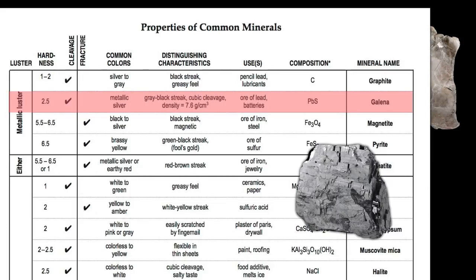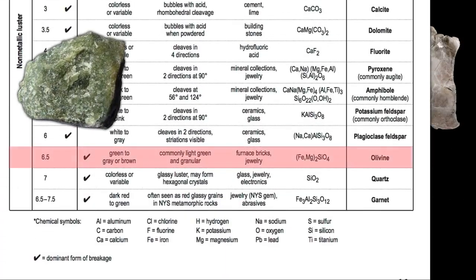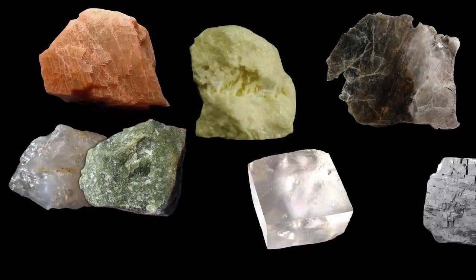It displays cleavage and a metallic silver color, has a gray-black streak and is very dense, is used as an ore of lead and in batteries, and is composed of lead and sulfur. Here's another example. This is olivine. You can see it's a much harder mineral, displays fracture, it's non-metallic, and it can be used in jewelry, and you can see its chemical composition right there.